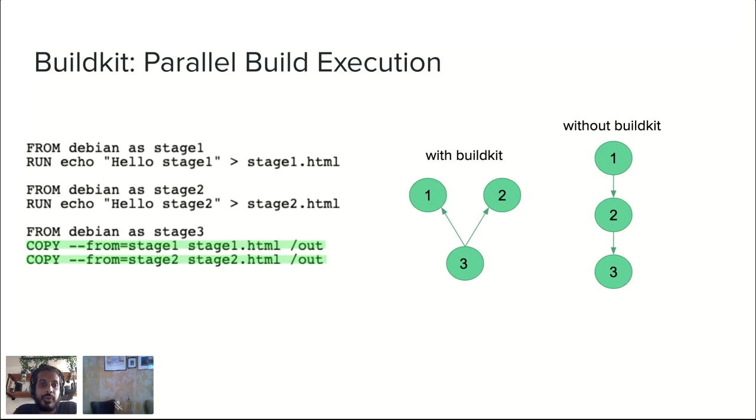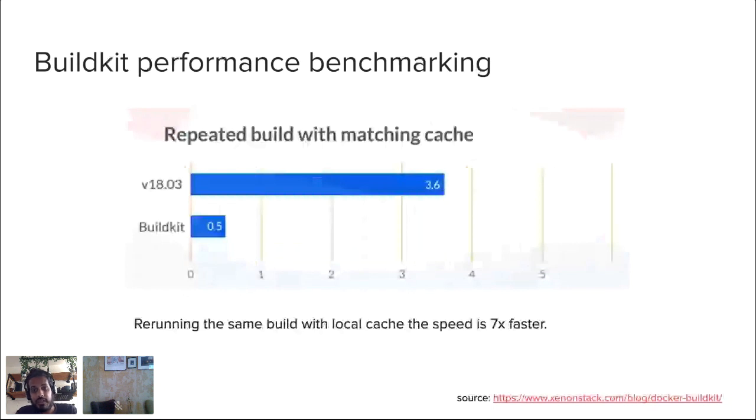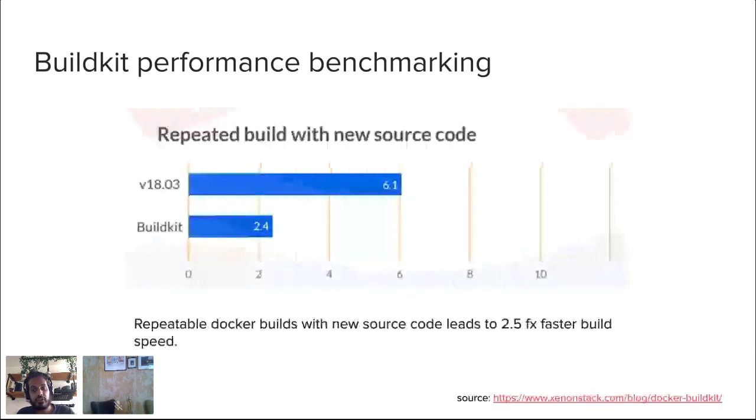So how fast are we talking? The performance benchmarking for Buildkit is that when you build the Docker image from scratch, it's at least 2.5 times faster than the traditional build. When you repeatedly build the same image without changing any code, because of the caching mechanism of the new Buildkit, it is 7 times faster than the traditional build that is shipped with Docker. And when you change source code and build your image again, Buildkit still outperforms the traditional builder by 2.5 times.